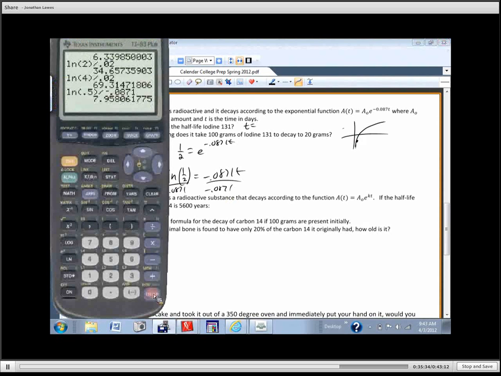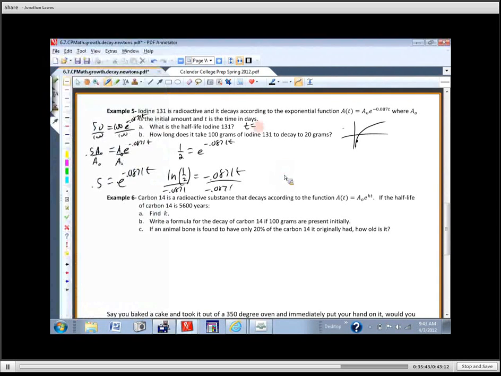I'm going to hit enter. The answer here is 7.958 what? It is days. 7.958 days. That is the half-life. You let that much time go by. You let 8 days go by, basically, and half of it will decay away.